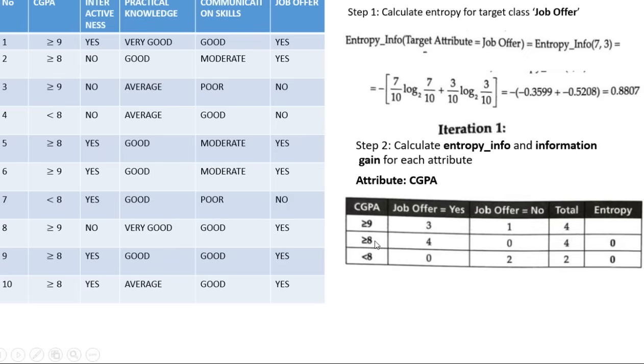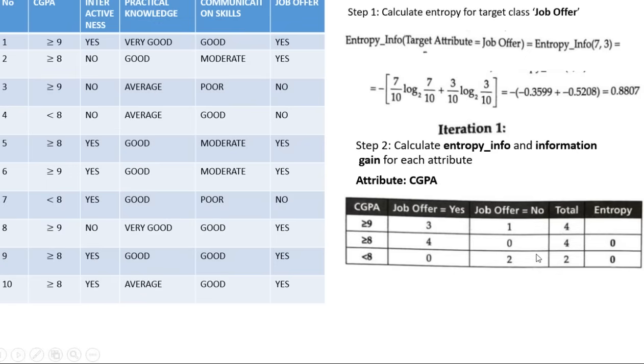Next, let's do it for CGPA greater than or equal to 8. For greater than or equal to 8, I got yes here 1, here 2, here 3 and 4. So job offer yes is 4. Now for job offer no, for greater than or equal to 8, I got none, right? So you give 0 here. Now for CGPA less than 8, observe whether they got job offer or not. So here nothing, right? For CGPA less than 8, nobody got the job offer. So this is 0. For less than 8, how many got no job offer? Here it is 1, here it is 2.